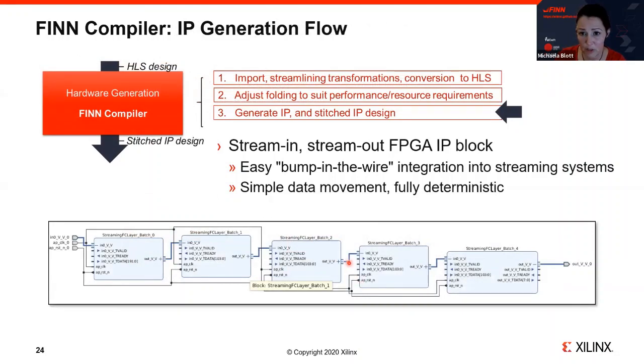Okay, so once we've adjusted the performance of the network to our needs, we can go ahead and run the IP generation step. This produces Verilog packaged as a series of IP blocks for Vivado IPI for easier system integration. In the figure here, you can see an example of a generated IP design. This is the final step in the Finn compiler tool flow. With this, our accelerator is then ready for integration into a larger system.